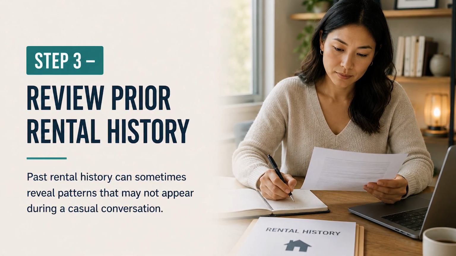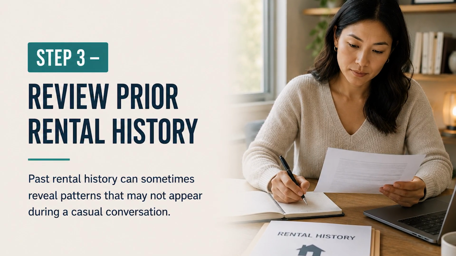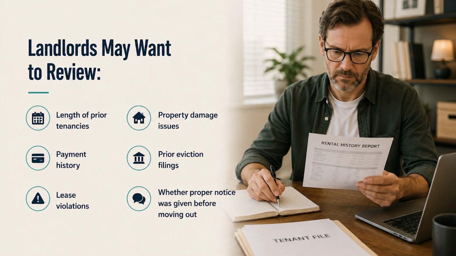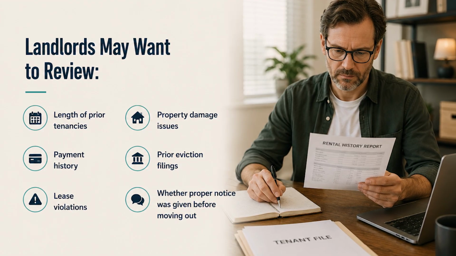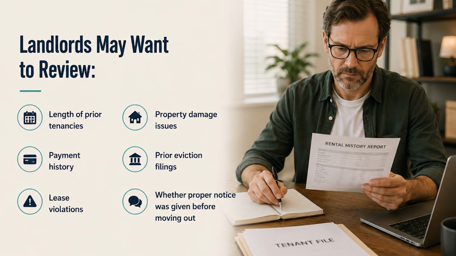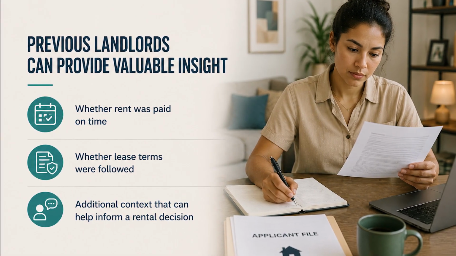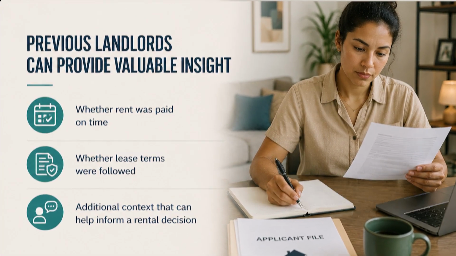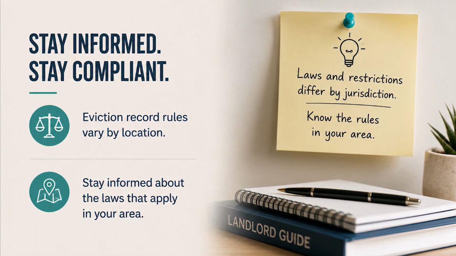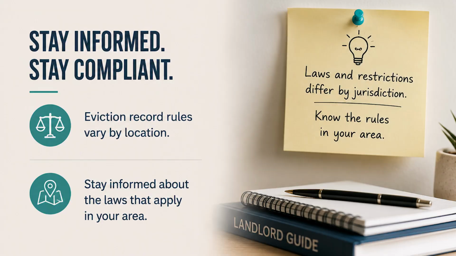The next step in the tenant screening process is reviewing past rental history. This can sometimes reveal patterns that may not appear during a casual conversation. Landlords may want to review the length of prior tenancies, payment history, lease violations, property damage issues, prior eviction filings, and whether proper notice was ever given before moving out. When possible, previous landlords may also provide useful insight into whether the applicant paid rent on time and followed the lease terms. Because some jurisdictions place restrictions on how eviction records may be considered during the screening process, it's important for landlords to stay informed about the laws that apply in their local jurisdiction.